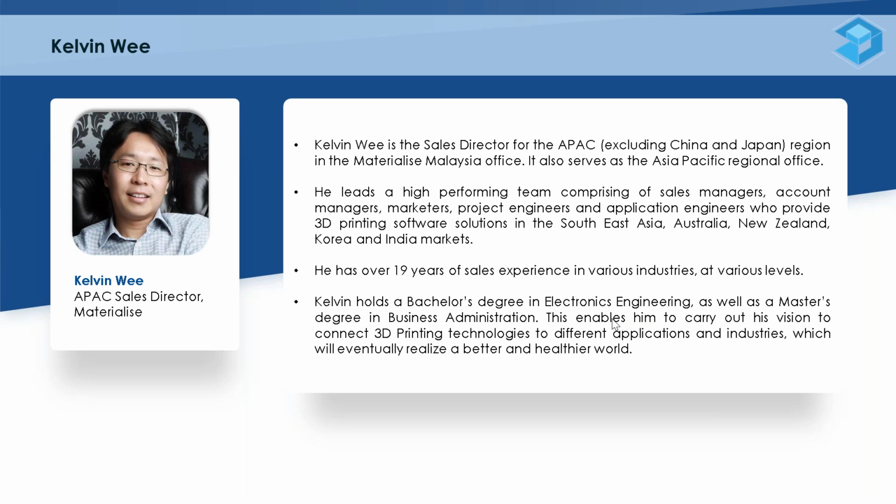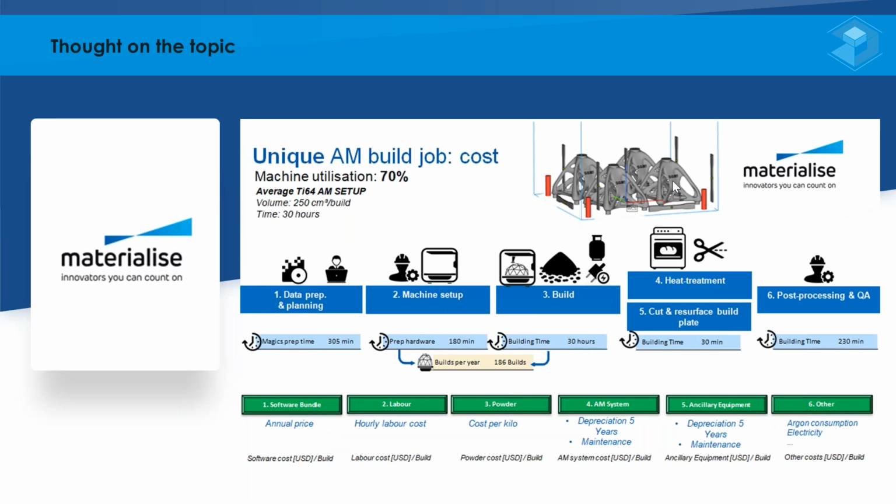Rahul, can you move to the next slide? Yes. Materialize is everything you do before the actual printing of the component. From data preparation to machine setup to build to heat treatment and post-processing, Materialize supports you in the whole process chain. A lot of companies who are machine manufacturers look at Materialize as their firmware or software partner. That is something Kelvin would be able to speak about.